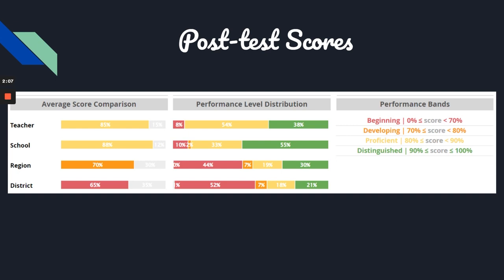In the pretest, our performance bands were significantly different. We had over 60% of students in the beginning performance category, whereas now we only have 8% of learners in that beginning level. 54% are proficient and 38% are distinguished.